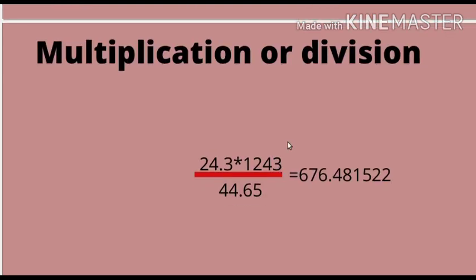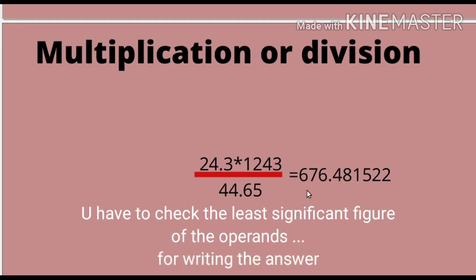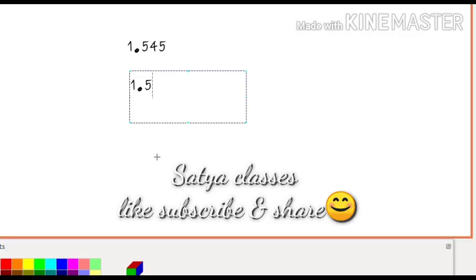Now move to multiplication or division. So again the same goes with multiplication and division. When you divide or multiply, your answer should be in the least significant figures. Likewise 24.3 has the least significant figures, meaning it has only 3 significant figures, but the other has 4 and it also has 4. So the answer will be written in 3 significant figures only. So for this I have so many digits. See how I'm dropping it.